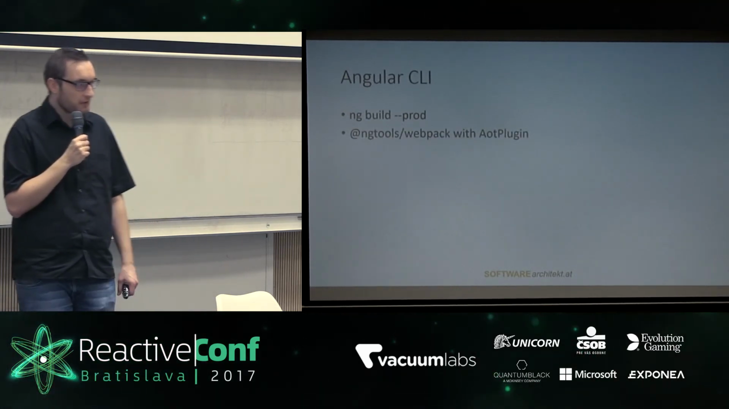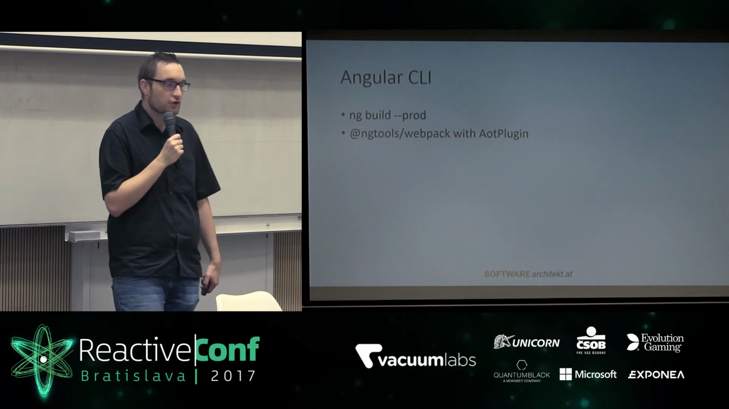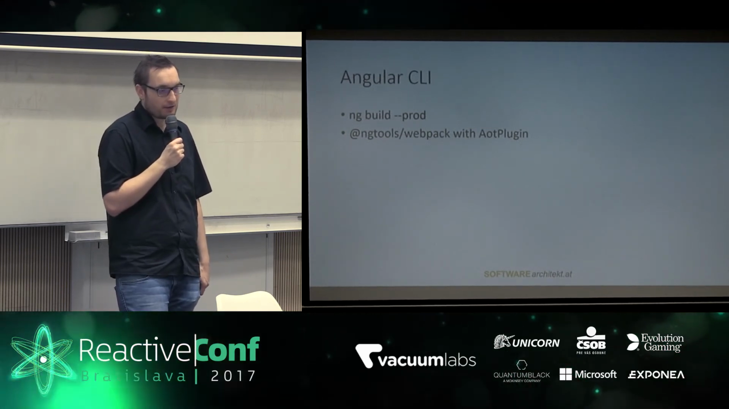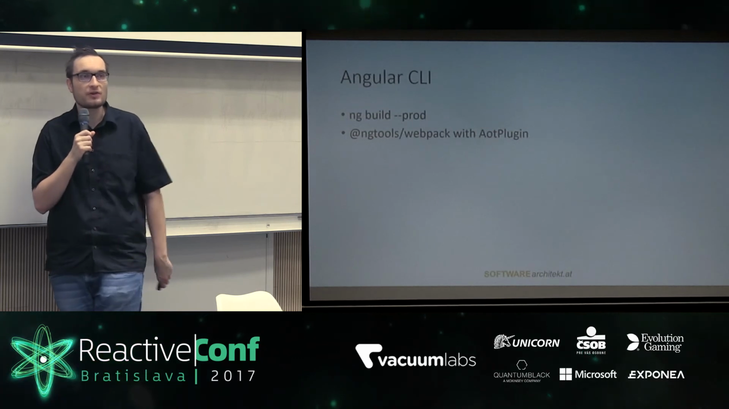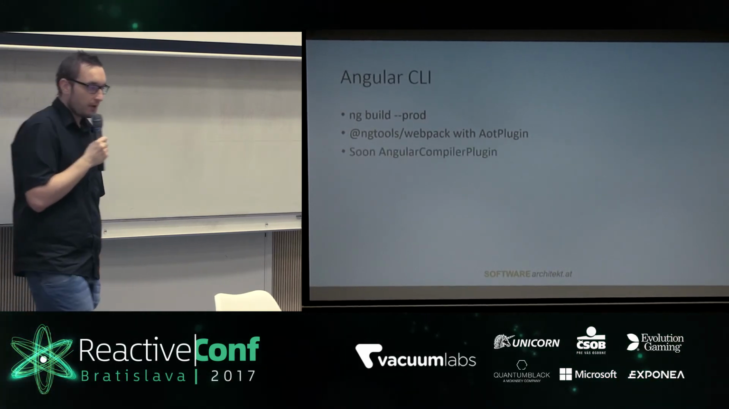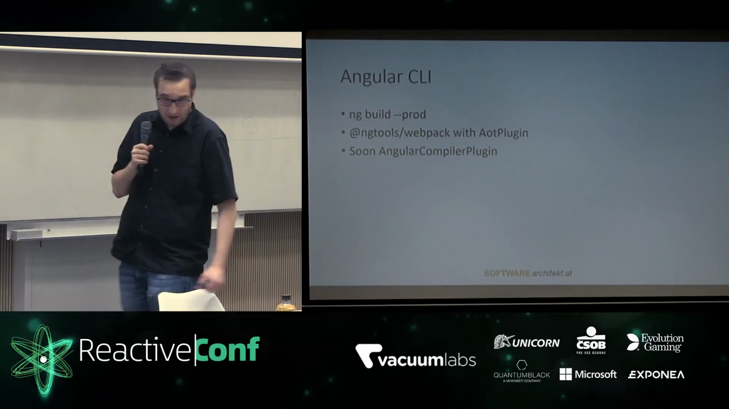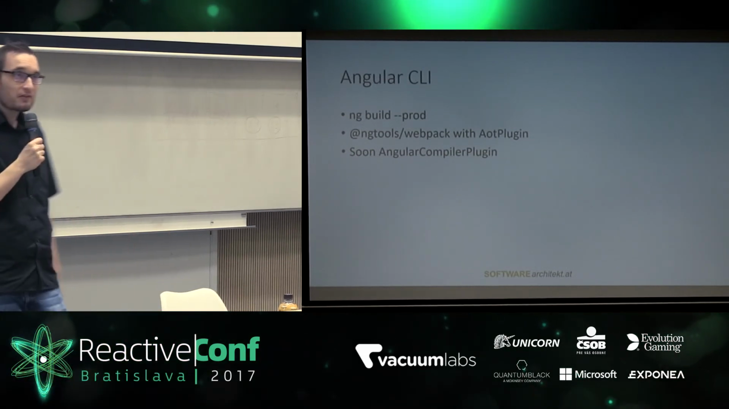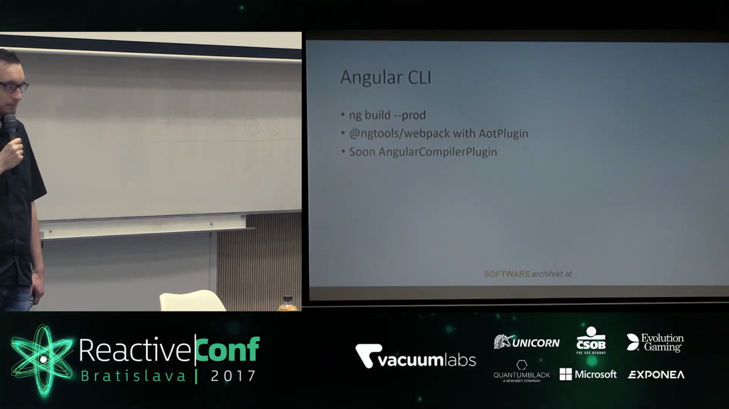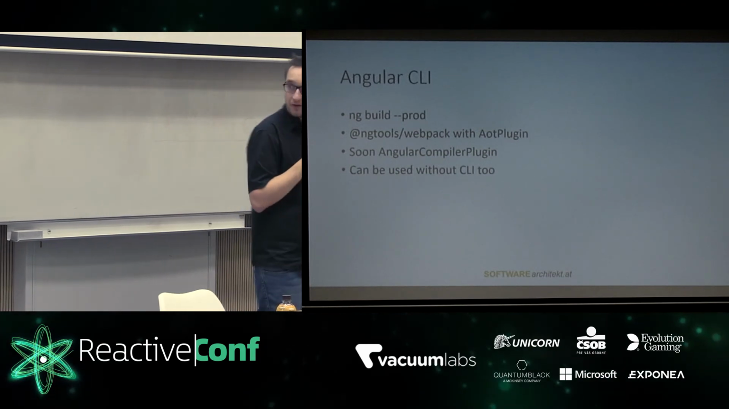Behind the scenes, the Angular CLI is using this plugin here. It is called the AOT plugin, and it's located within the ngtools webpack package. As the name implies, this is a plugin for Webpack, and the good message is you can use it even without the CLI. When you have a direct Webpack configuration, you can use it there. Soon we will get a new plugin for this purpose. It is planned for Angular 5. I've seen the release notes this morning. It seems like it will really get into Angular 5, and it's called the Angular Compiler plugin. You don't have to worry about this when you are using the CLI. When you are using Webpack, then you can just use it.